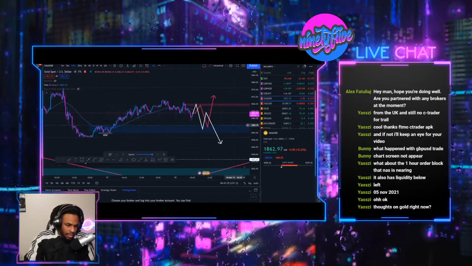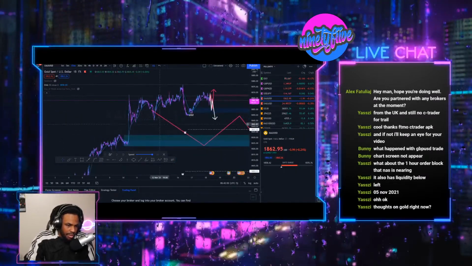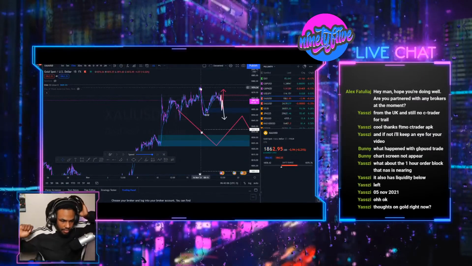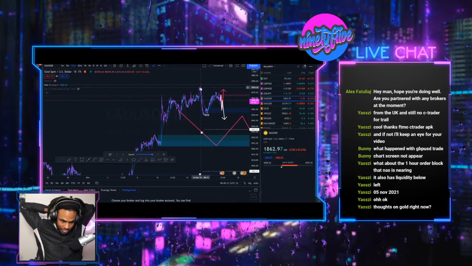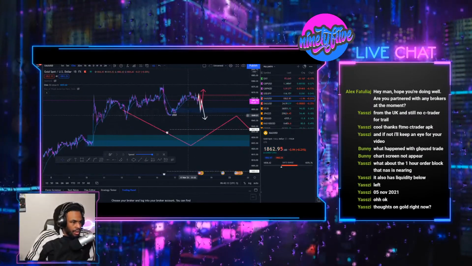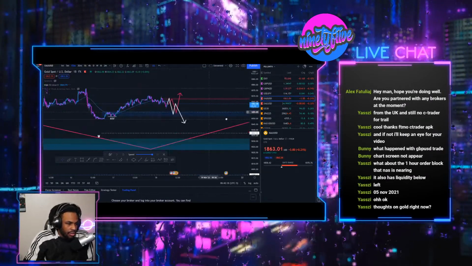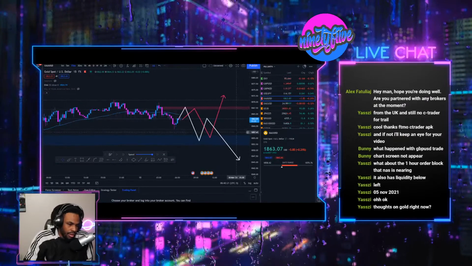So depending on what your bias is, I would probably be bearish, because I don't see anything for price to head up to for now. Again, this isn't financial advice, so take this at your own risk if you do want to trade this setup. But that's how I would look at gold.